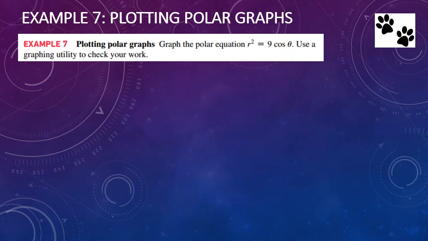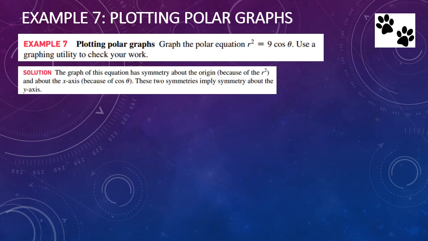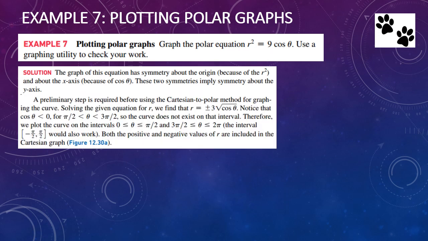Now let's look at another example. Graph the polar equation r squared equals 9 times the cosine of theta. The graph of this equation has symmetry around the origin due to the r squared, and about the x-axis because of the cosine theta. Cosine has the same values on each side of the x-axis. These two symmetries imply symmetry around the y-axis.